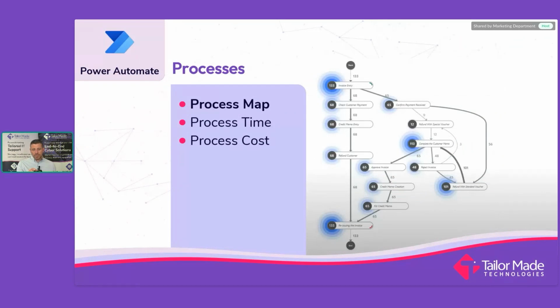So at the top there, we've got 133 invoices that were entered in this process. 65 of them had to go to confirming payment received. 68 of them just went to checking customer payment. Of those 68, it went to credit memo. Of those 68, it went to refund customer. And of those 68, it went out for reissuing. Nice and straightforward. The other ones went all over the place. All right, and there were various times.